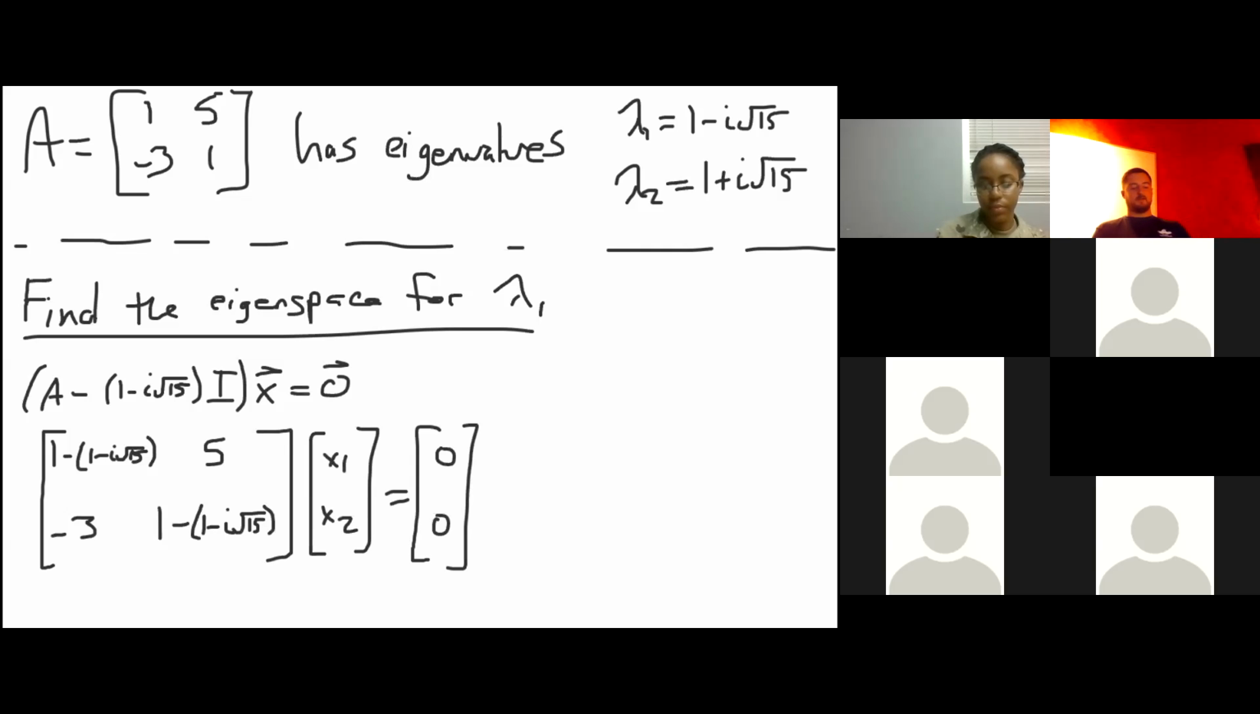Just in case you were stuck sitting there, that is how we start this off, right? We want to find what my x's look like, what the solutions to this matrix product look like.